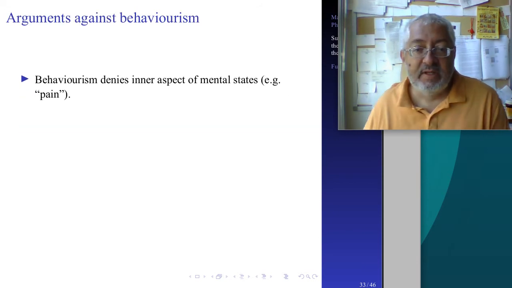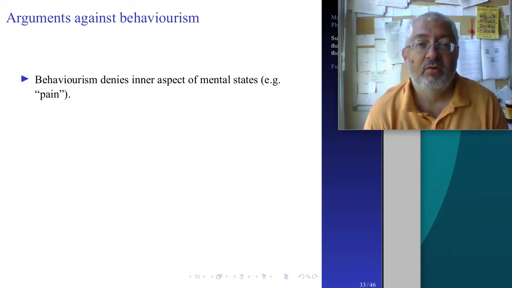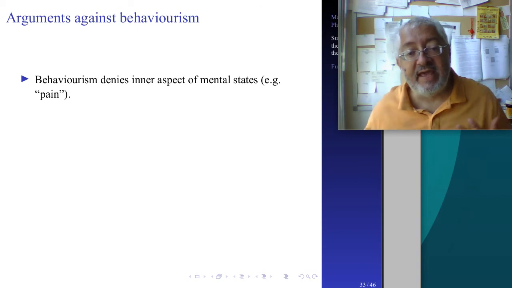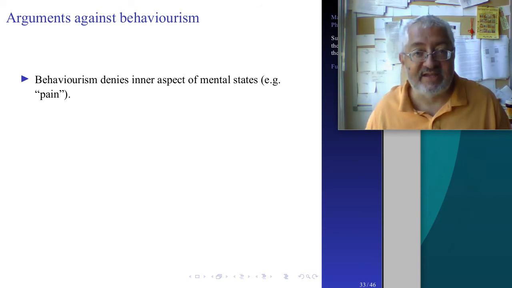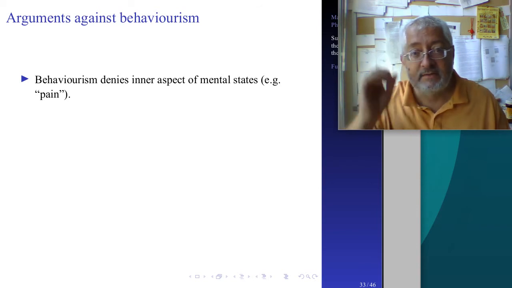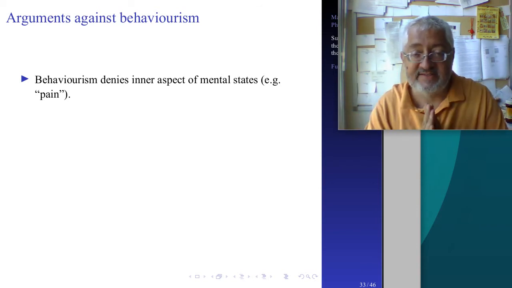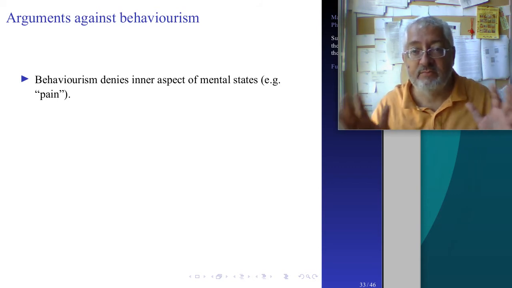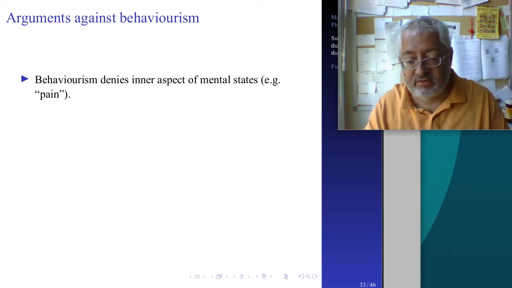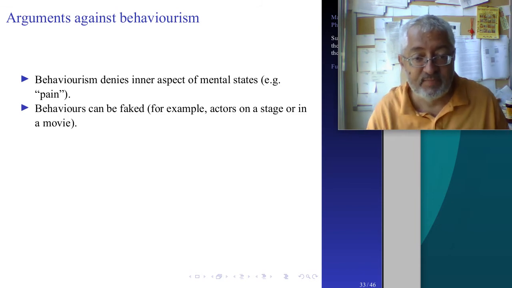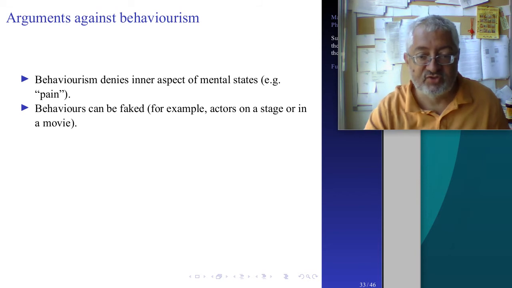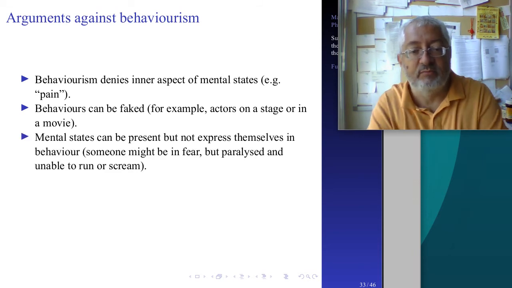Okay, so now let's briefly summarize this. Arguments against behaviorism. Behaviorism denies the inner aspect of mental states. For example, pain. Behaviorism would say it doesn't matter what your inner states are. We don't care. We are behaviorists. The only thing that counts is your behavior. If you have the correct behavior, you have the mental state. Behaviors can be faked, what we just saw, actors on a stage or in a movie.